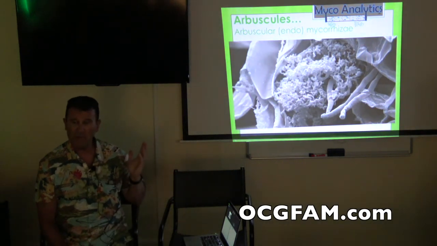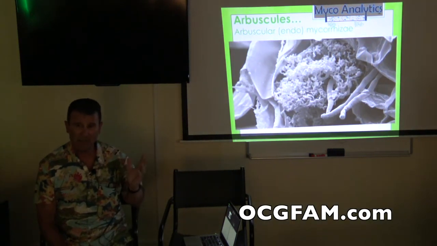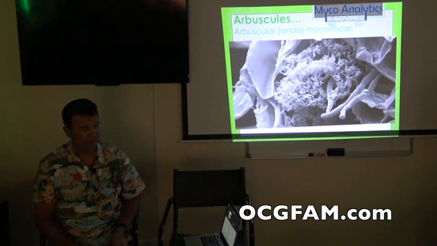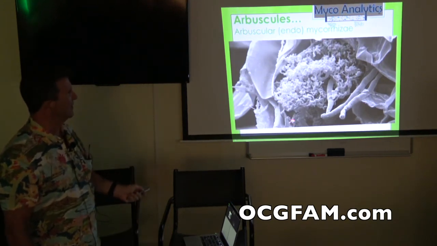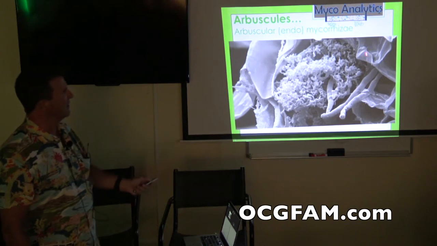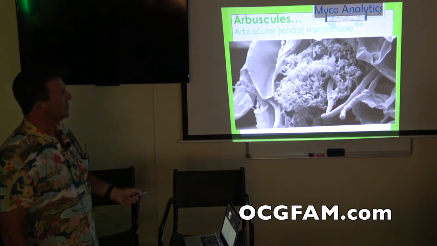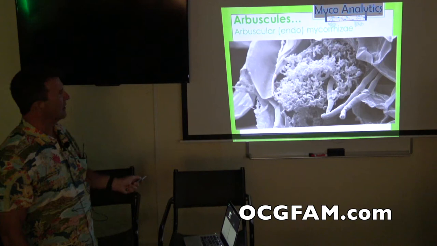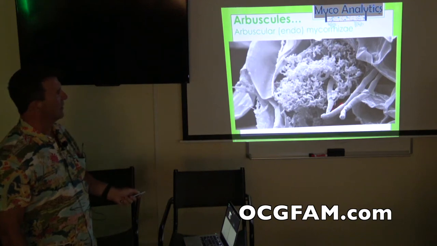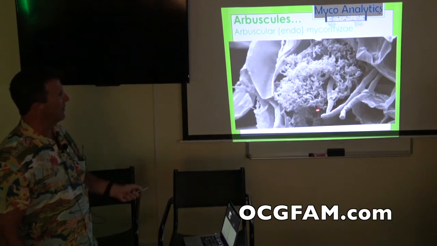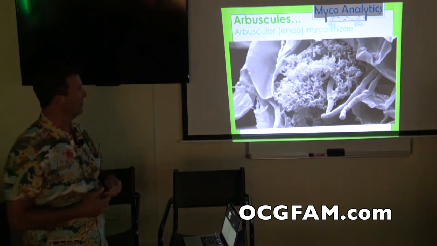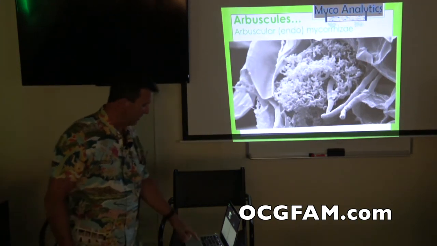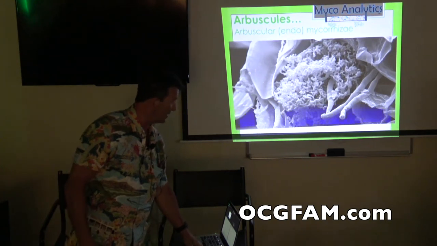The ones that are important for cannabis are these endomycorrhiza. They're also called arbuscular mycorrhiza. This is a great picture that we took that was published in Science. And this is an arbuscule. Arbuscule literally means little tree. And this is within the cortical cell of the plant root. And this is where the fungus and the plant exchange materials. And that's the arbuscule. And it's called arbuscular mycorrhiza.